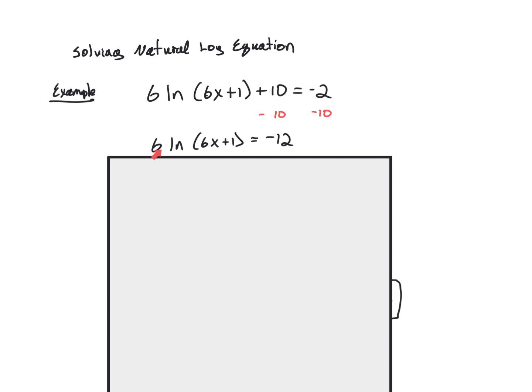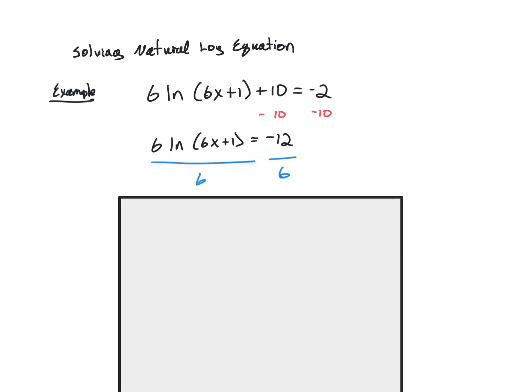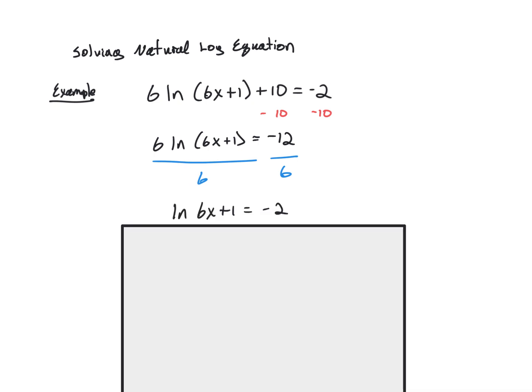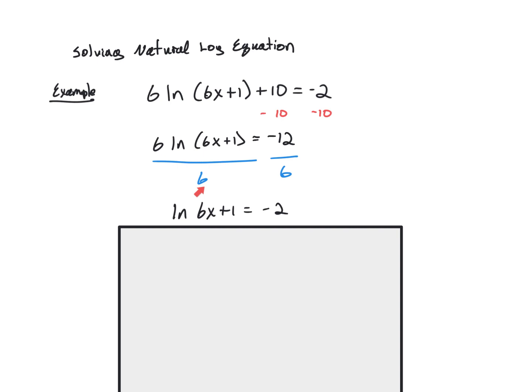Okay, now, all of this here is being multiplied by 6. So I could do the inverse, which is to divide by 6. When I divide by 6, on the left side, I have negative 12 divided by 6, which is negative 2. And of course, over here, 6 divided by 6 is 1. So it looks like this. The 6 is here on the left side. 6 divided by 6 is 1. So it's like it canceled. So the natural log of 6x plus 1 equals, and then negative 12 divided by 6 is negative 2.